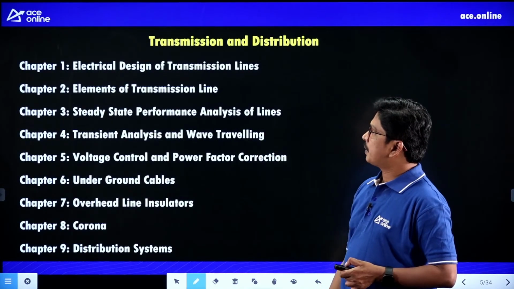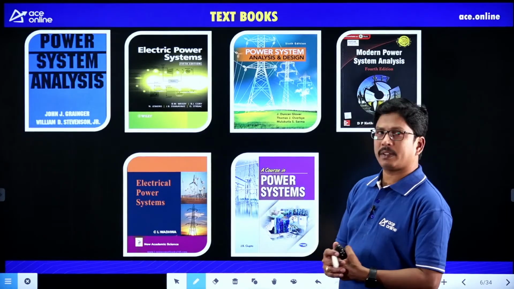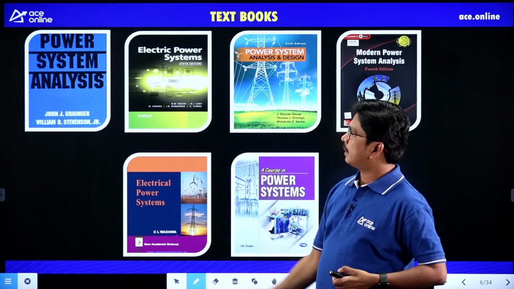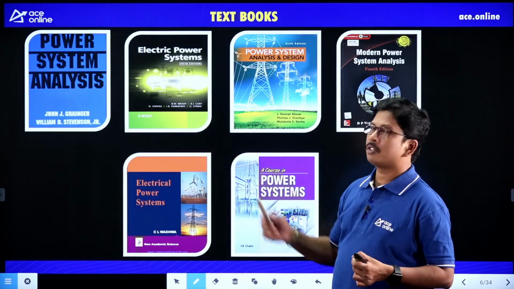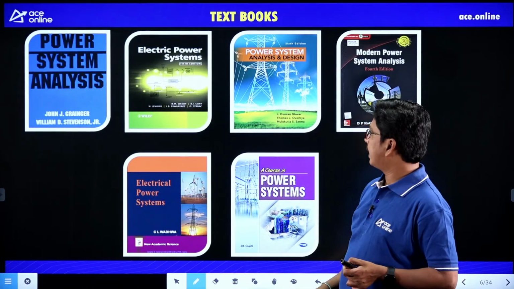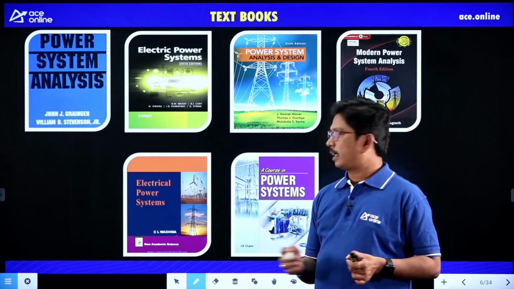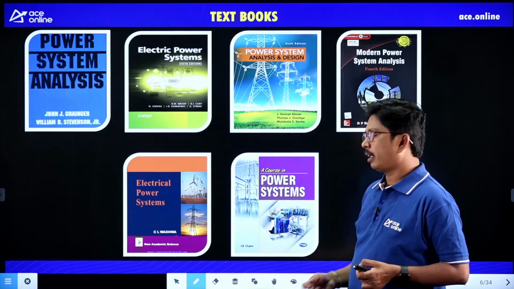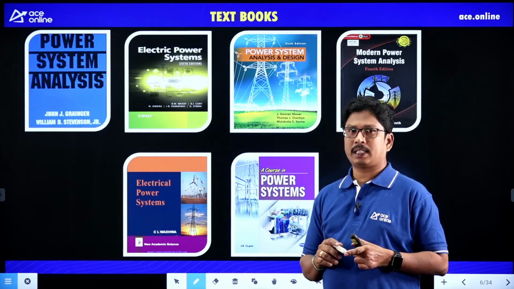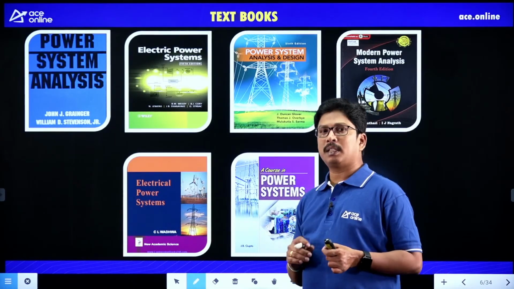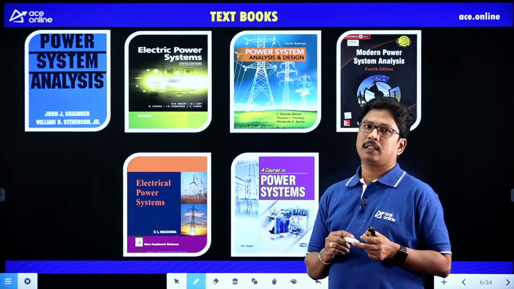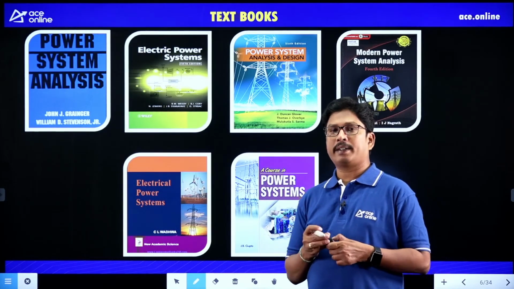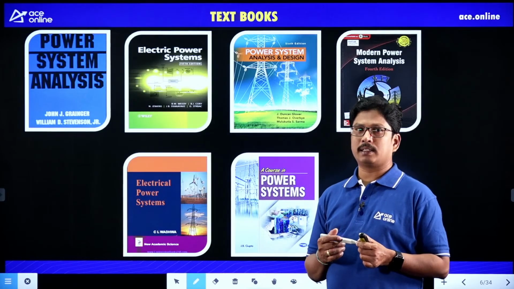Now, the textbooks are the same ones we have discussed already. Stevenson and Grainger, Power System Analysis, and Electrical Power Systems by Wiley Publications, and Duncan Glover, D.P. Kothari and I.J. Nagrath, and C.L. Wadhwa or J.B. Gupta; we can take any one textbook. I am saying that J.B. Gupta is preferable only for question practice. So try to take the J.B. Gupta question bank or textbook for more question practice, right?